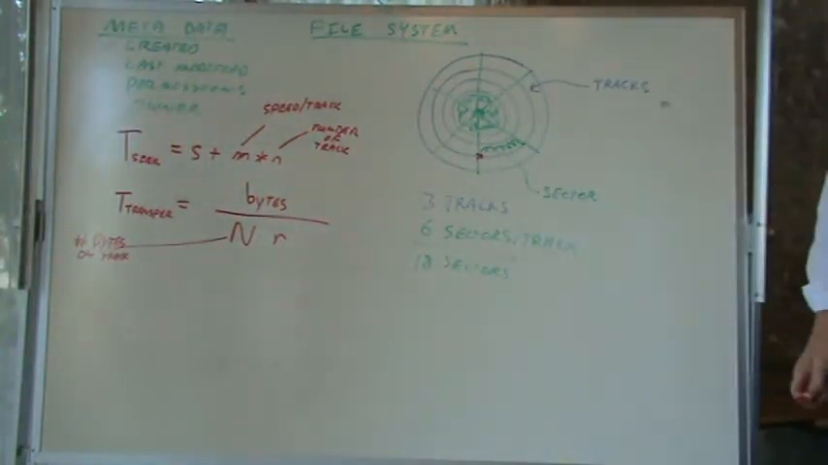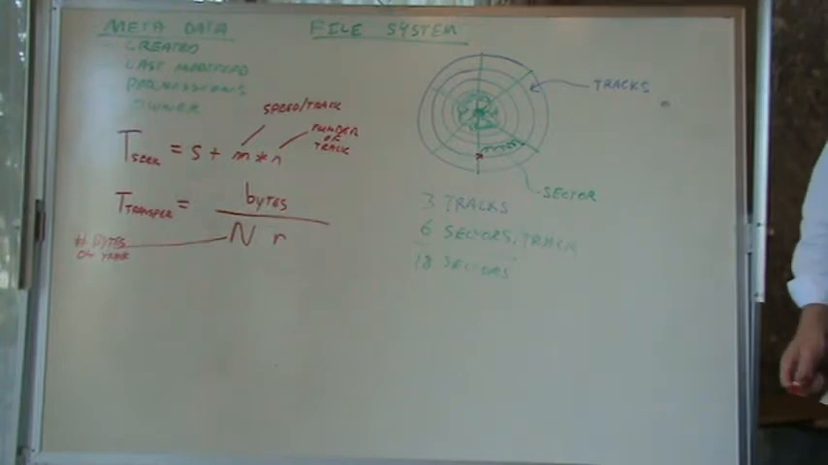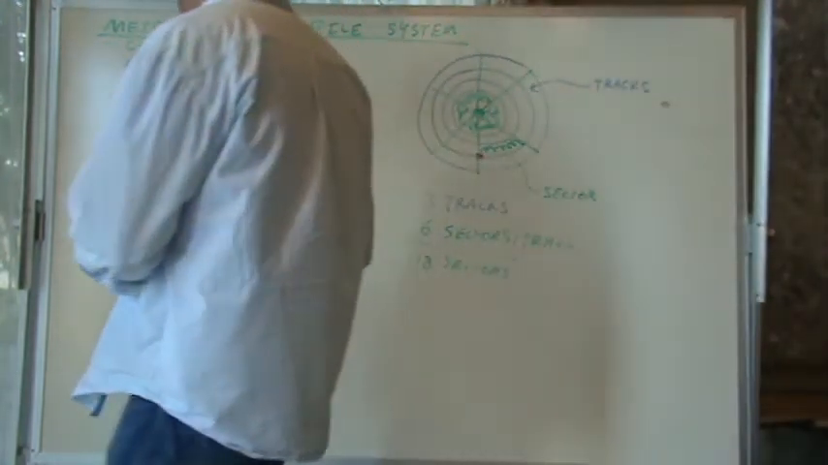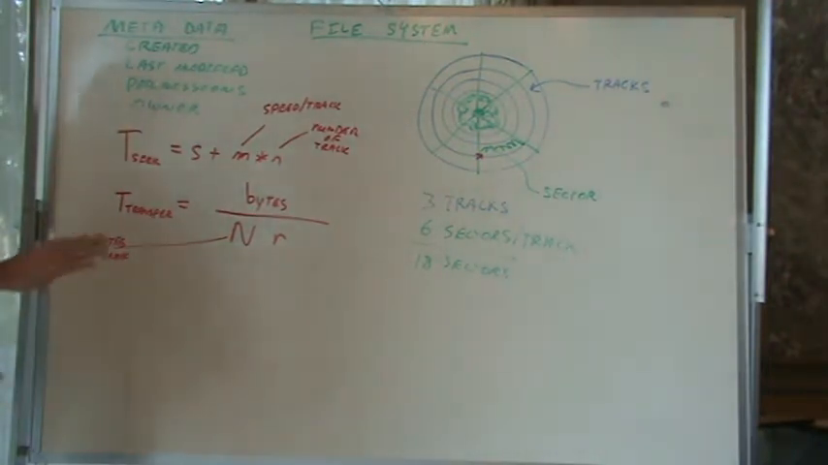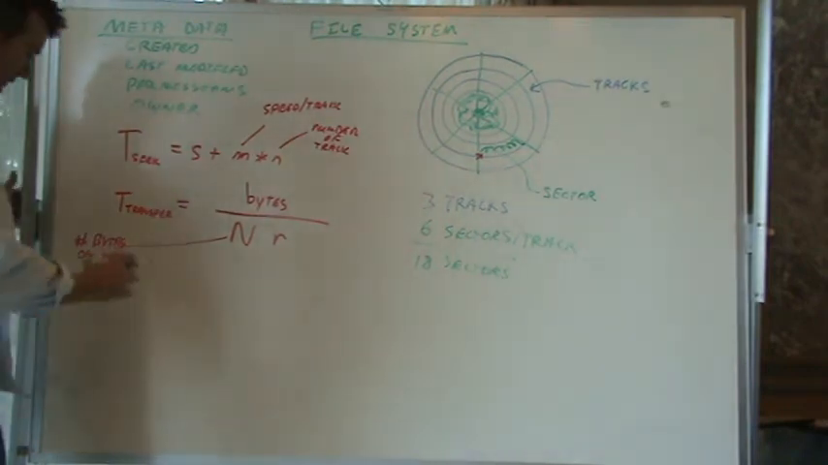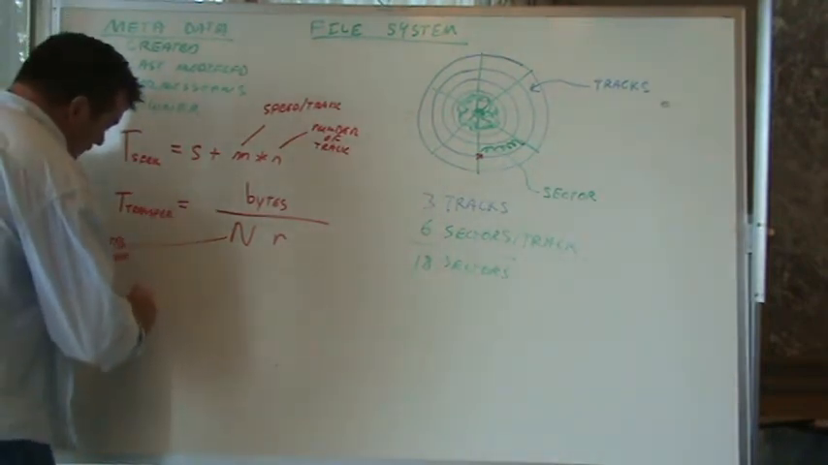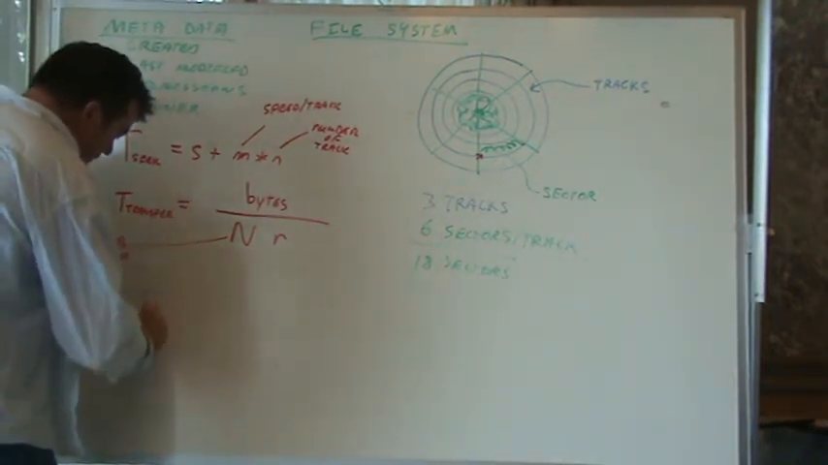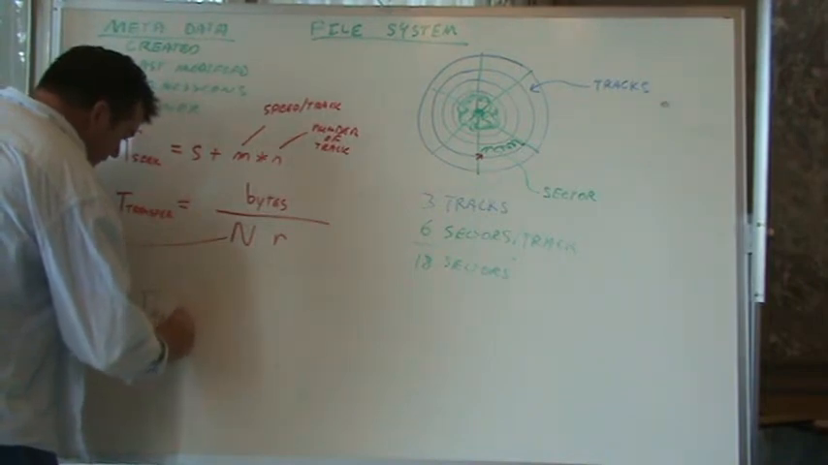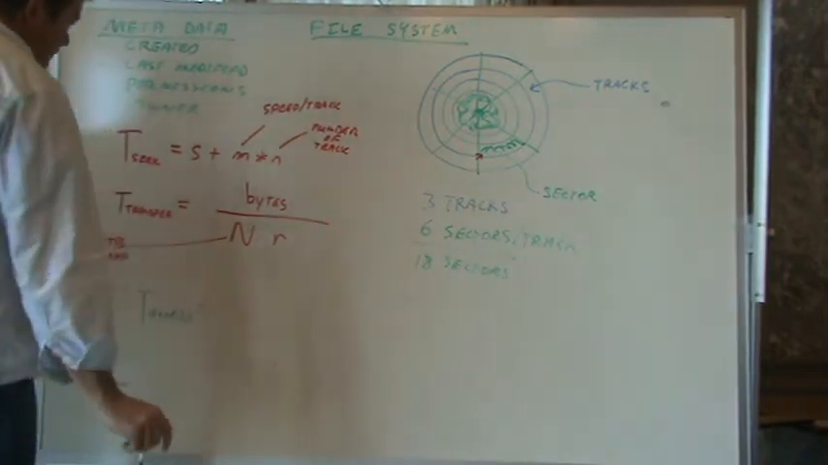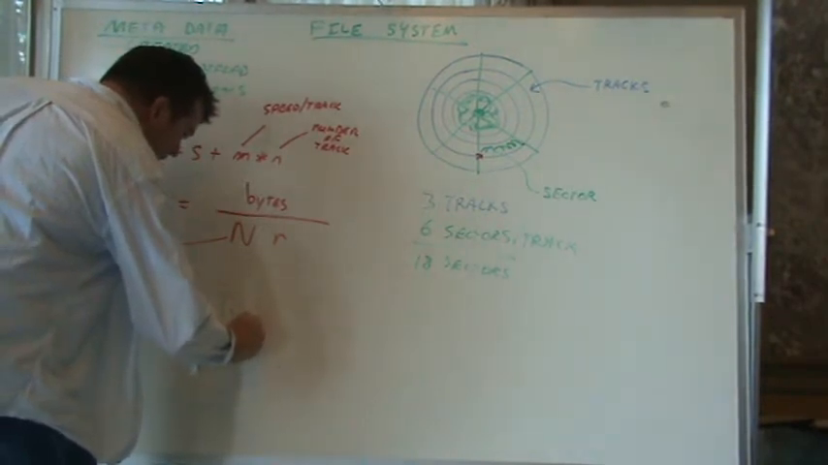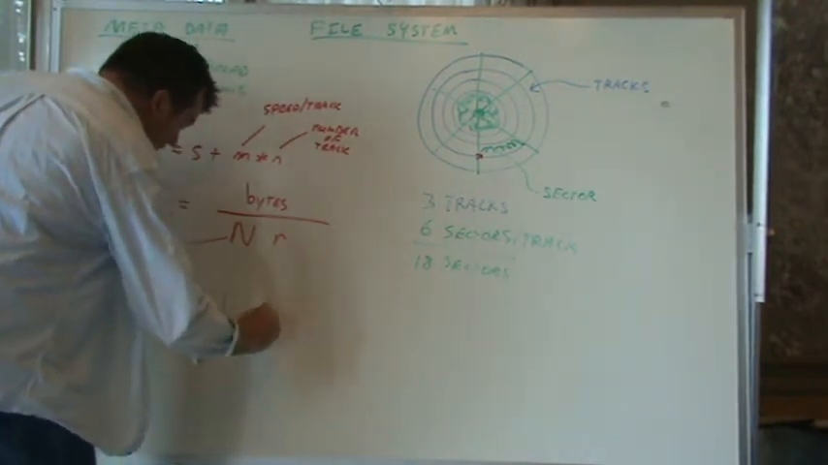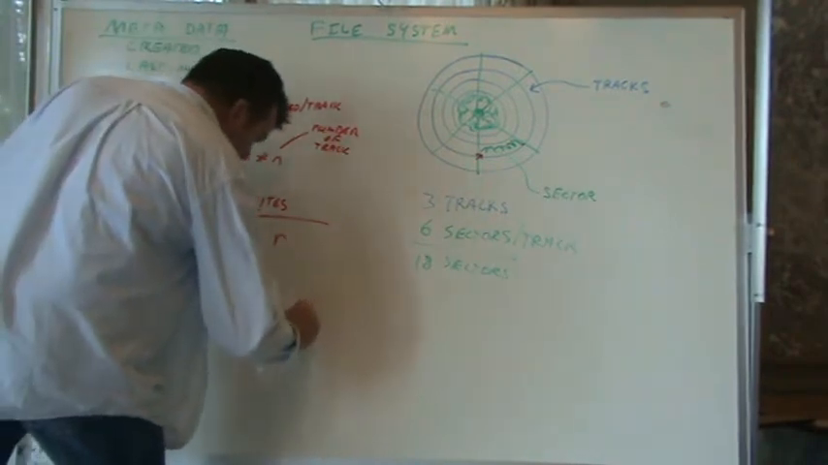Okay. And then if we wanted to do an overall equation for how long it takes to get a file into memory, and we're making an assumption here, it would end up being the total access time would be equal to the seek time plus the transfer time.